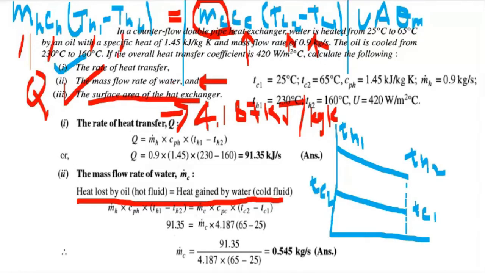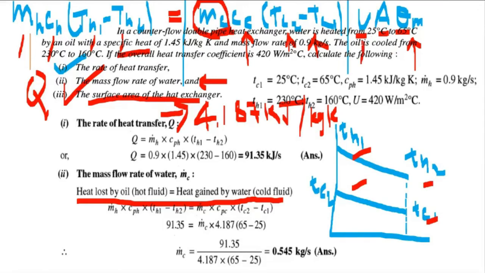So we have the Q value with us. This Q is also equal to U A theta M. Do we have theta M with us? Theta M is LMTD. Can we find out LMTD? Yes, sir. Okay, we got LMTD as 149.5. All the temperature values are given. So we can find out theta M.